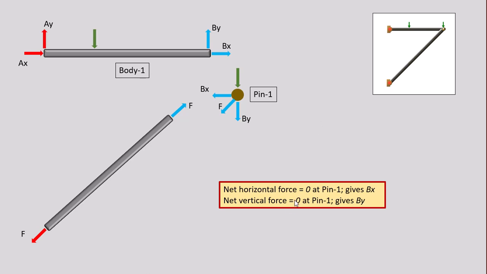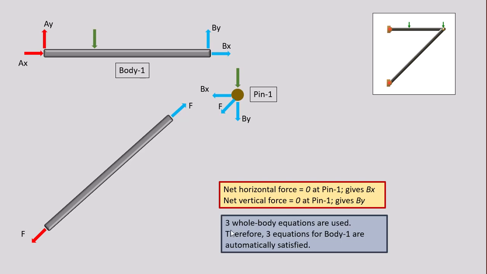Now, net horizontal force equals 0 at pin 1. Just because F is known, we can calculate BX. Net vertical force equals 0 at pin gives BY, so we can calculate BY. So now AX and AY and this F we calculated from the whole free body, and BX and BY, the two other unknown forces, we calculate from equilibrium of pin 1. We didn't have to write the equilibrium equations for body 1. 3 whole body equations are used, therefore 3 equations for body 1 are automatically satisfied.